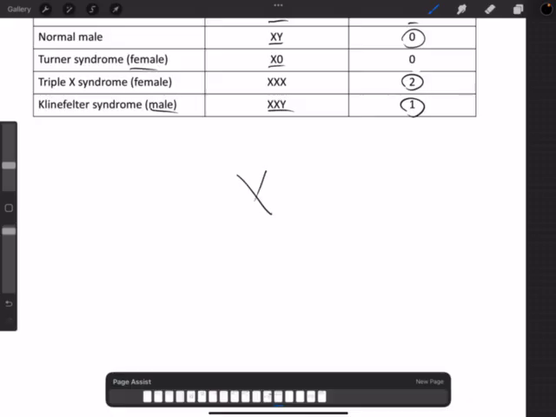So we have an orange male, something like that. We have a calico female, which is going to be heterozygous. Remember, this is orange, this is black. You get orange and black spots because one of these two is randomly inactivated.